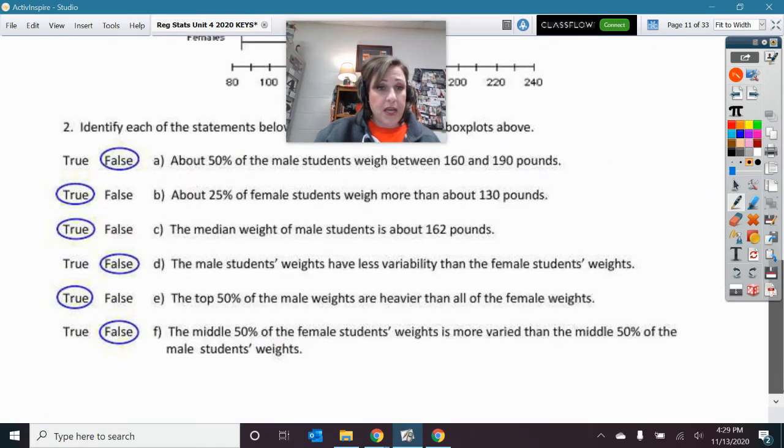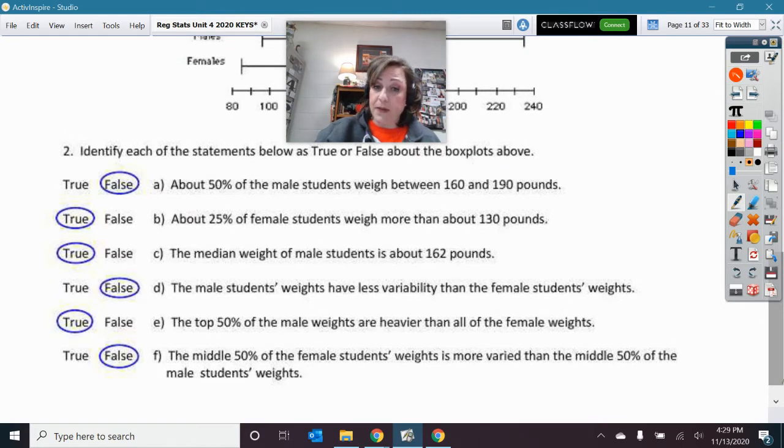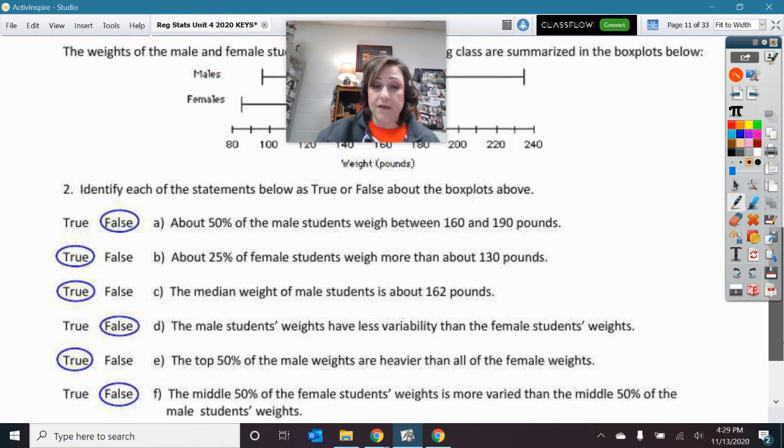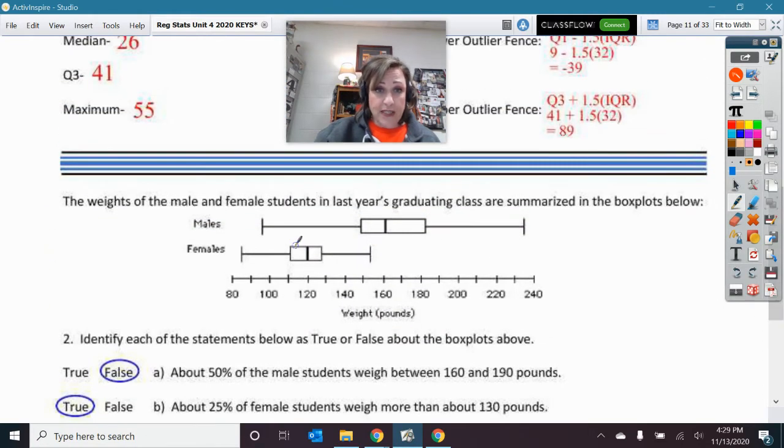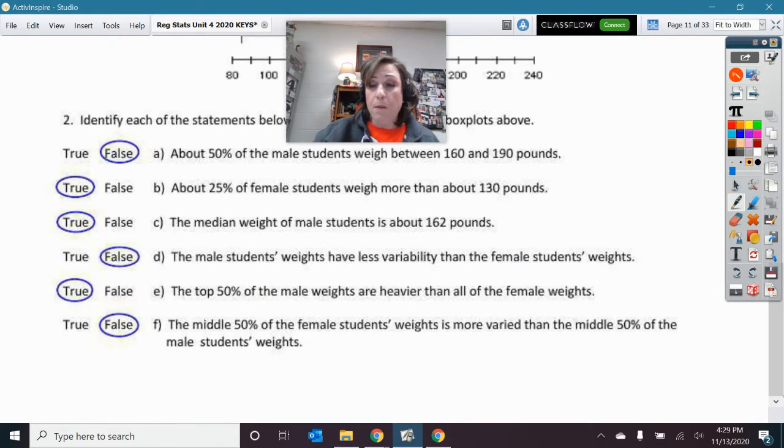And finally, the middle 50% of the females' weights are more varied than the middle 50% of the males. So that's stating that that IQR is more varied than the male's IQR, and that's false. More spread out, of course, is more varied.